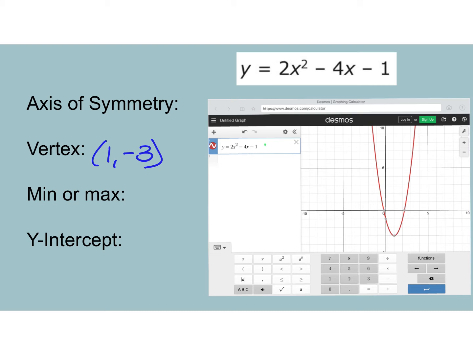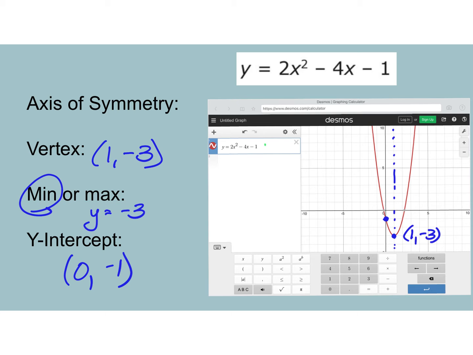Okay? Now that we know the vertex is 1, -3, we do recognize that we have a minimum, and the minimum is where y equals -3, or at the vertex. So your maximum or minimum is always going to be that y value. The y-intercept is a little bit hard to see, but it's right here. And the y-intercept is at -1, so we're looking at 0, -1.